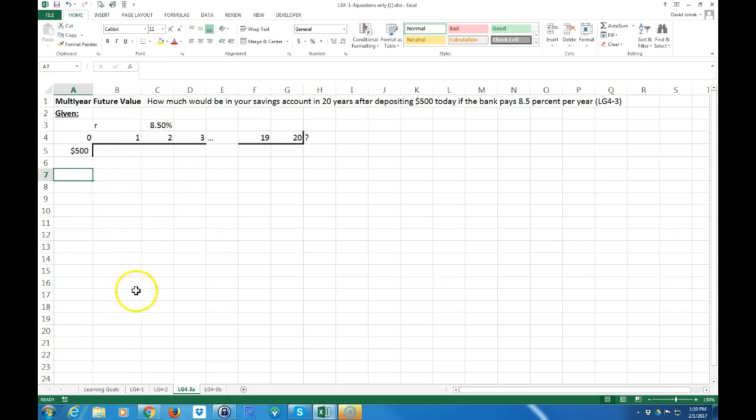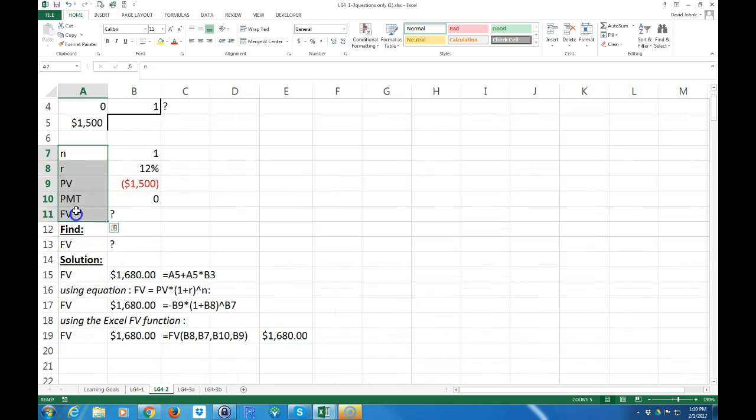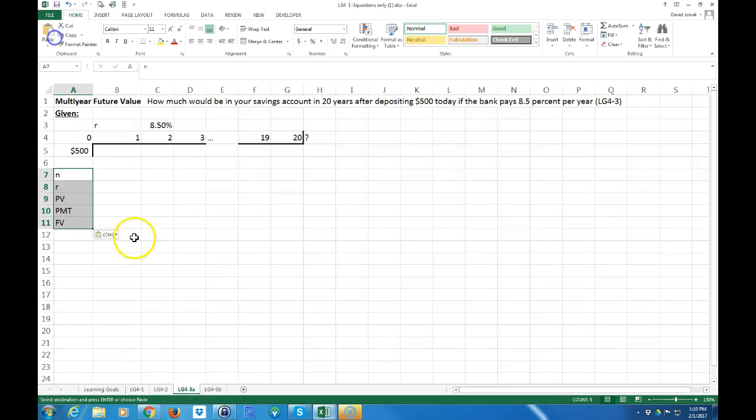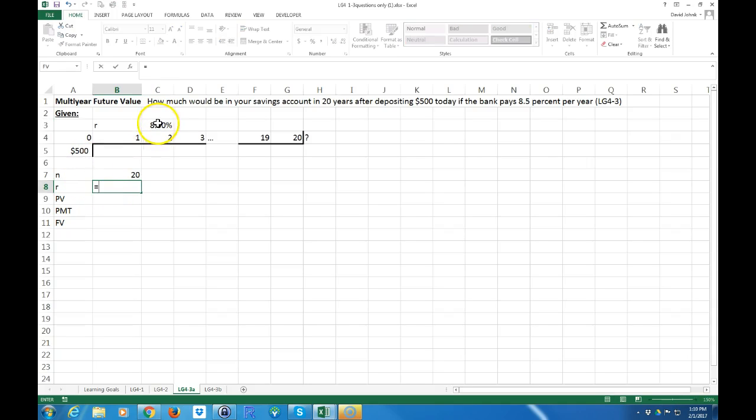Okay. I'm going to go back here and copy this so I don't have to type it again. We'll paste. And N is equal to 20. R is equal to 8.5. The present value is equal to, okay, so this is pointing down, so I want to make it negative. So I'm going to say negative this. The payment is 0, and the future value is what we want to know. And we want to find that, again, I'm going to say bold and underline. Let me copy that across.